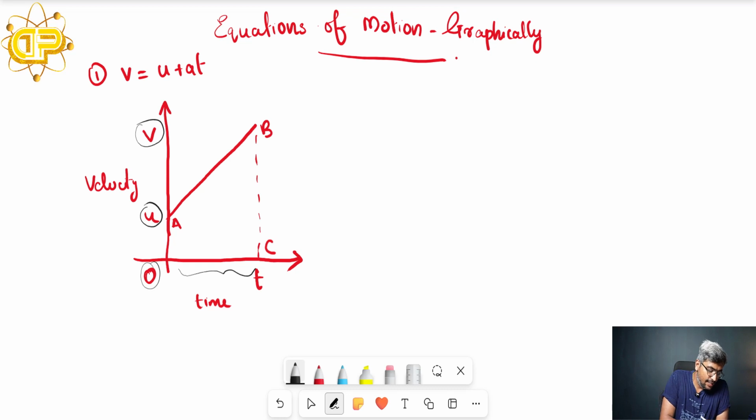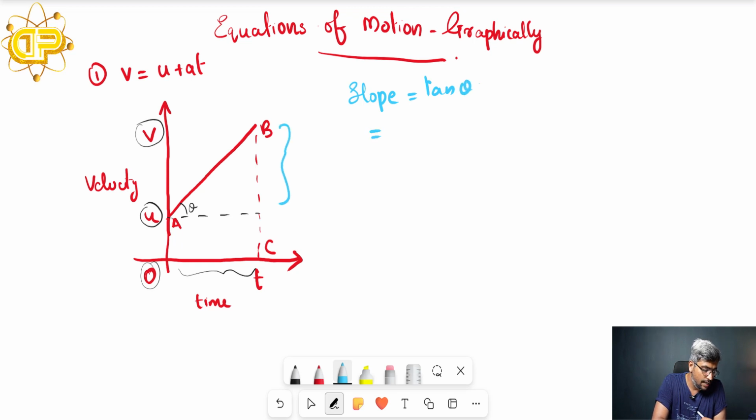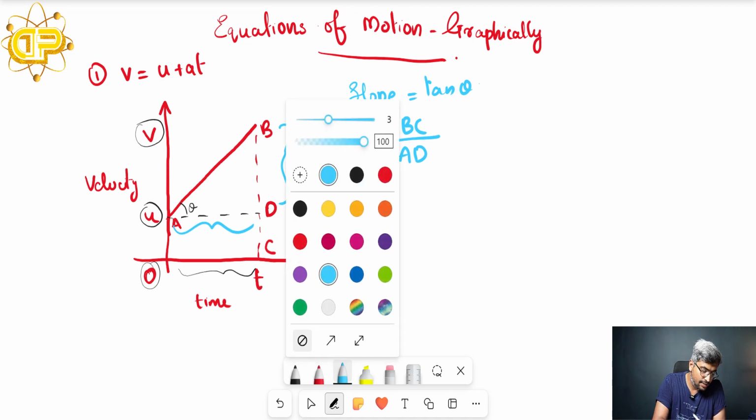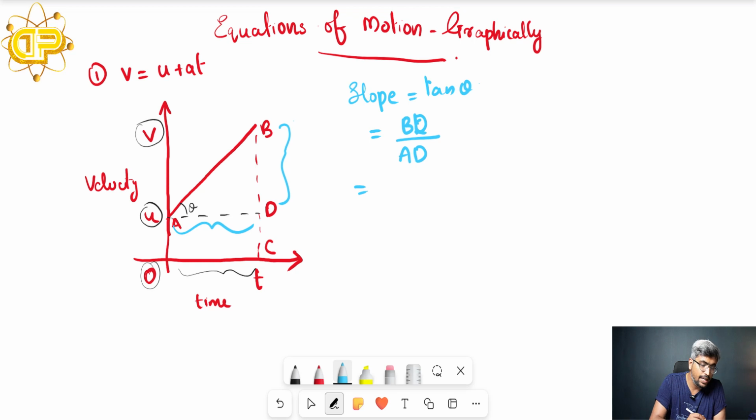So here you can see that if I am taking the slope of a graph, this is theta. The slope of a velocity time graph will give you what? The acceleration, that is nothing but tan theta, and here tan theta is equal to opposite by adjacent. So BC by, I'll just name it as D, then BC by AD. And what is BC? Sorry, here it is not BC, it is BD. It is BD by AD.